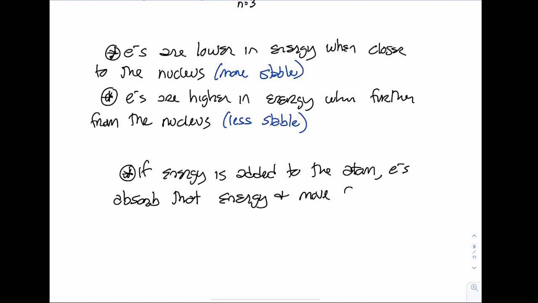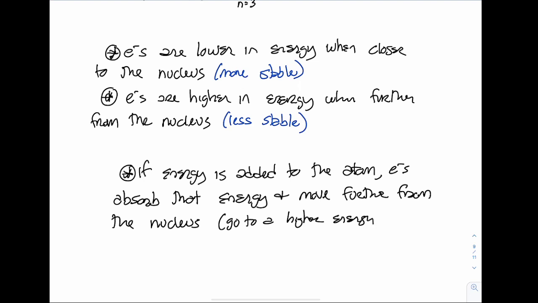And move further from the nucleus. So they're going to a higher energy level. They could go from the first level to the second, from the second to the third. They could go from the first to the third, but they're moving away from the nucleus because they're gaining energy, and they're higher in energy when they're away from the nucleus. So when energy is added to our atom, electrons absorb that energy and move further from the nucleus.